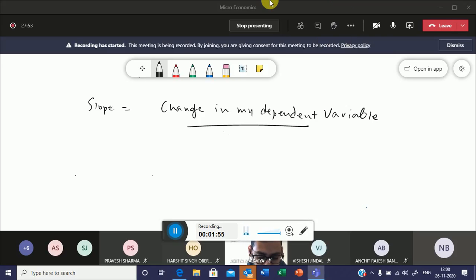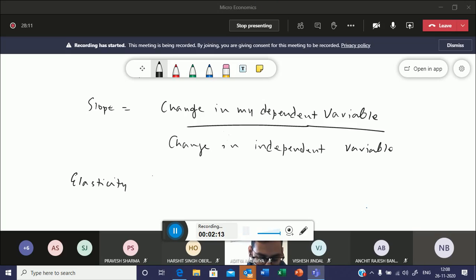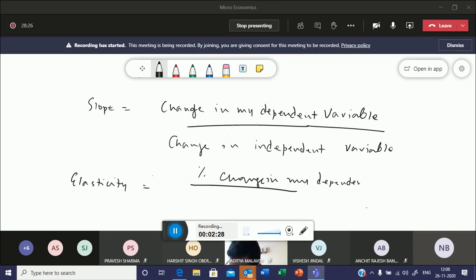So what is the slope? It is a change in my dependent variable for a change in the independent variable. This is something we discussed. Now, likewise, elasticity and slope are related, as I said. This becomes the percentage change. So I would say that it is the percentage change in my dependent variable over the percentage change in my independent variable, right?